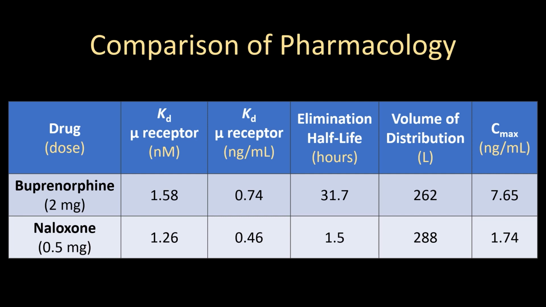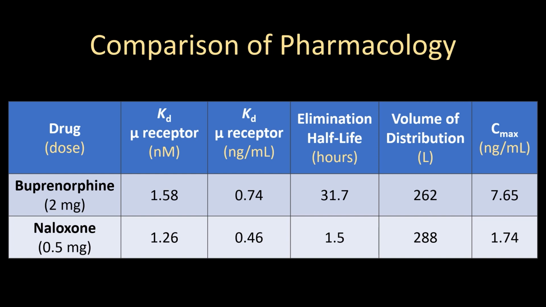To be fair, we need to compare both components of Suboxone in a typical strength. Here we have 2 milligrams of buprenorphine and 0.5 milligrams of naloxone. The first thing I noticed is that they have similar affinity for the mu opioid receptor, which is measured by the KD, or dissociation constant. This simply means that they both bind to the receptor with about the same strength of attraction. However, as you may know, buprenorphine activates the receptor, whereas naloxone is an antagonist, that is, it blocks the receptor.